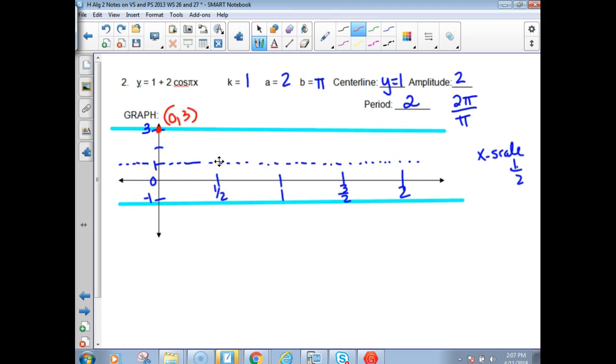Okay, then it comes back to its center line. Then it comes down to its minimum, back to its center line, and then back to its max. Put curves. Try to hit your points. And that's about all what I would expect of a graph. Okay, I'm really not supposed to come above there, but there we go.